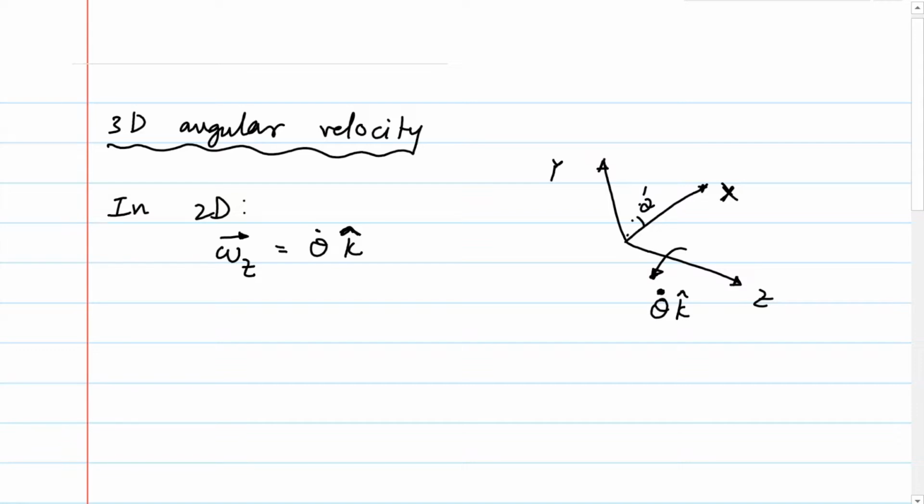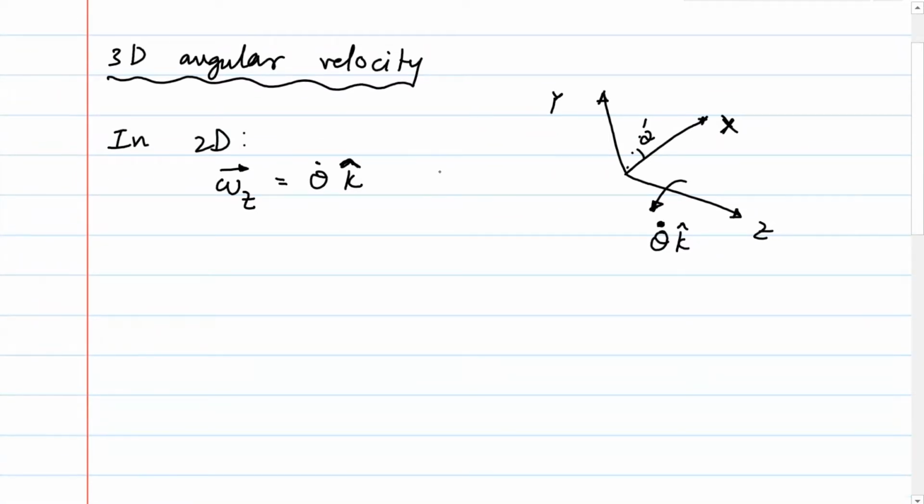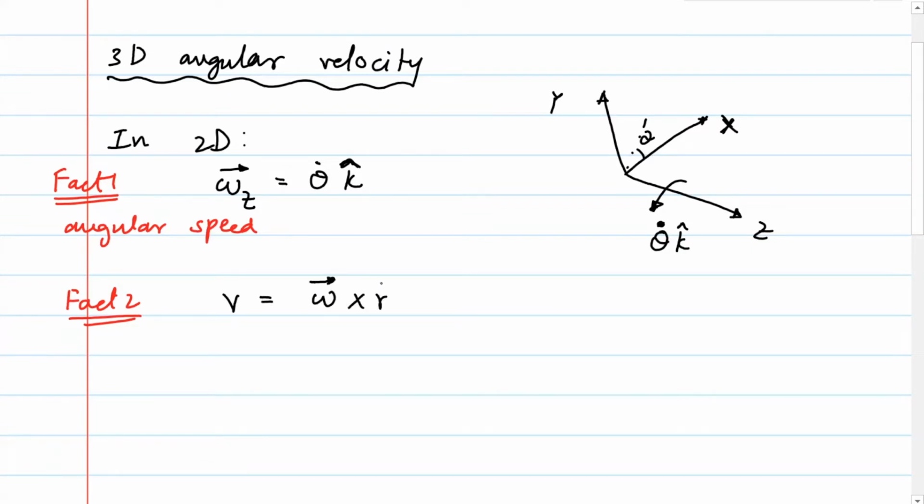So this is something in 2D, and this is for the angular speed. So let's just call this fact 1 in 2D, and that's for the angular speed. Okay, the second fact is how do you find the linear speed? The linear speed in 2D is, and I don't think I wrote down the formula quite this way, but the speed can be written as omega cross r, where omega is the angular speed.